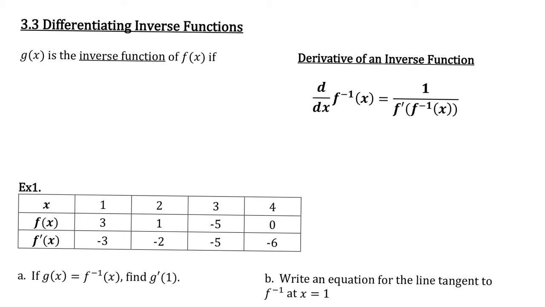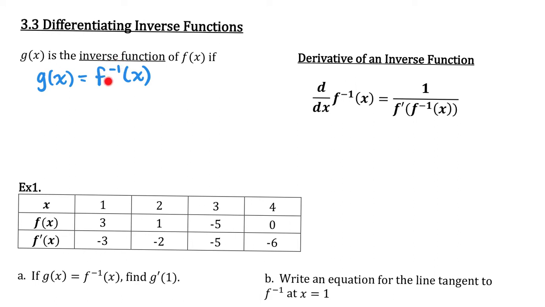Okay, in 3.3, we're going to differentiate inverse functions. Before we do, let's consider inverse functions again. Okay, g of x is the inverse function of f of x if, notation-wise, if g of x is the inverse of f of x, we say f inverse of x, and we use the -1. It looks like an exponent, but it's saying f inverse of x equals g of x.